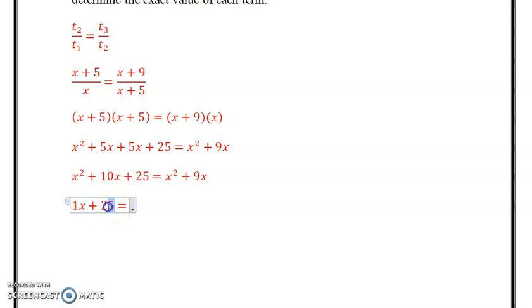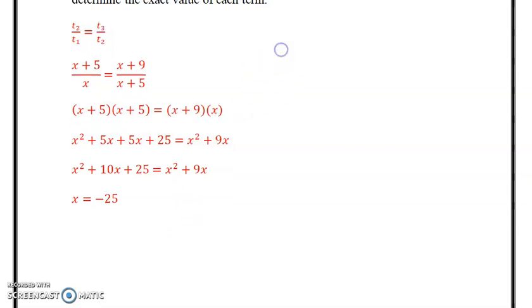When we take the 25 to the opposite side, it's addition. So we subtract the 25 from both sides, and we are left with negative 25. So we have x is equal to negative 25. That means that the first term is going to be 25. Or sorry, negative 25. All right?